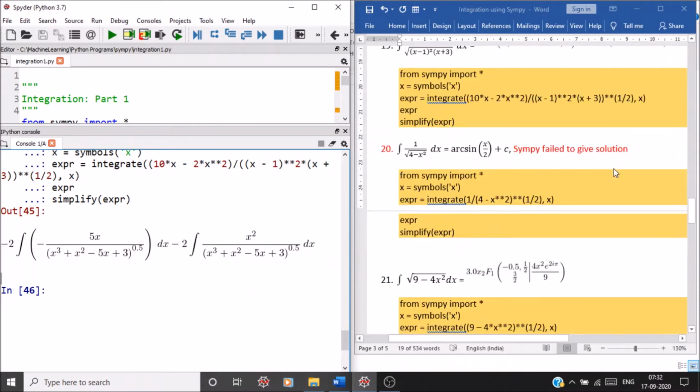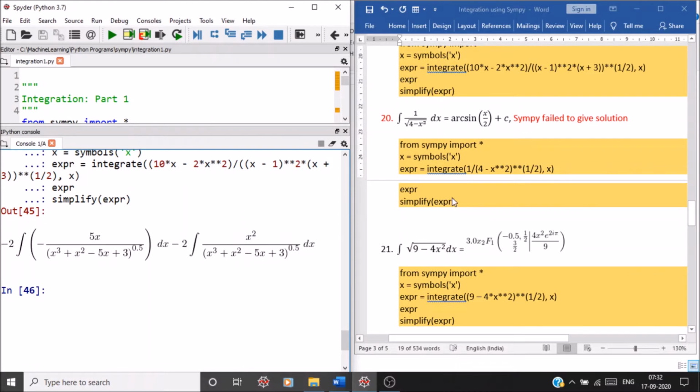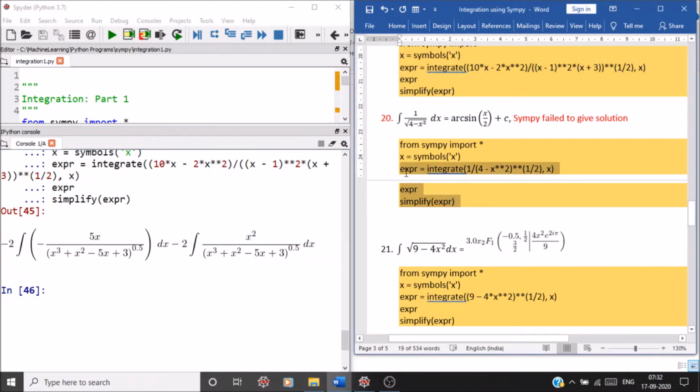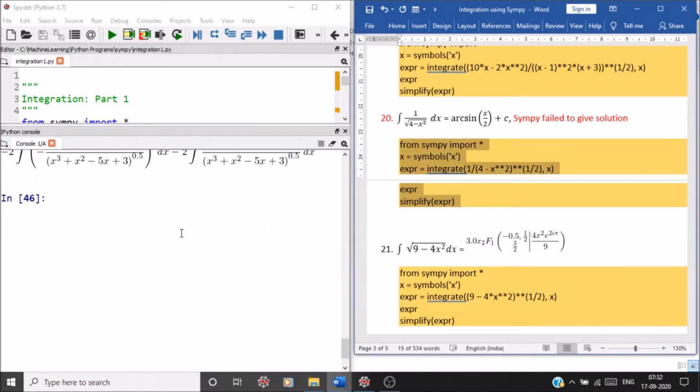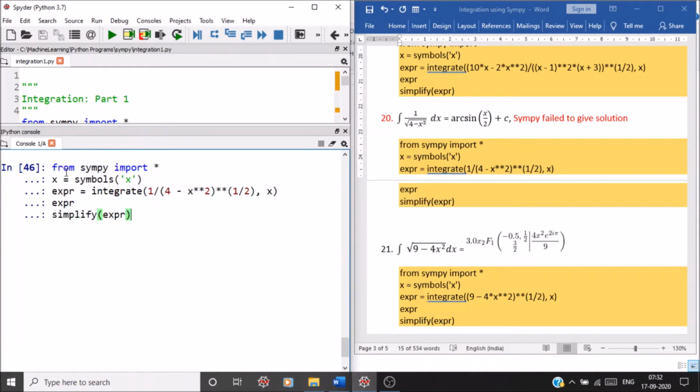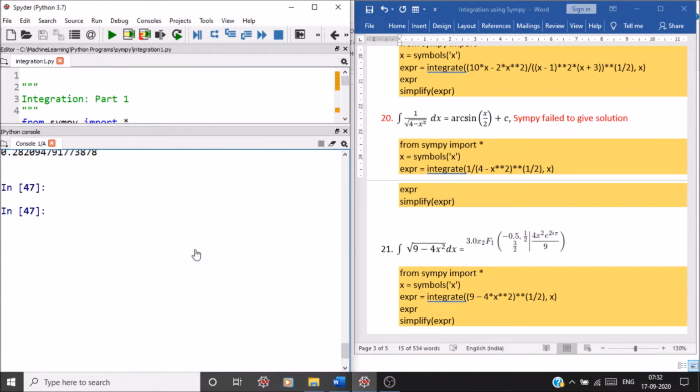Similarly, we can see here integration 1 by square root of 4 minus x square dx. The answer is arc sin x by 2 plus c. If you execute it, it will not give the result. Okay, you can execute it and see the message. I don't know what is the reason behind that. So I think the SymPy team can solve it.